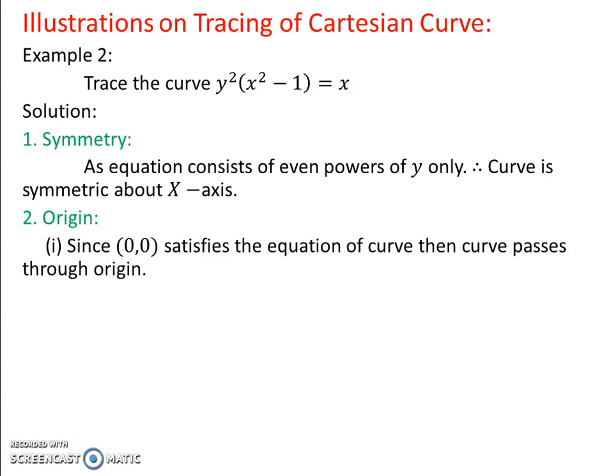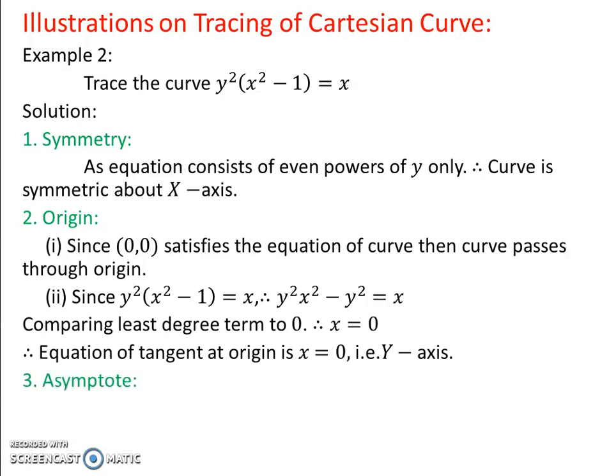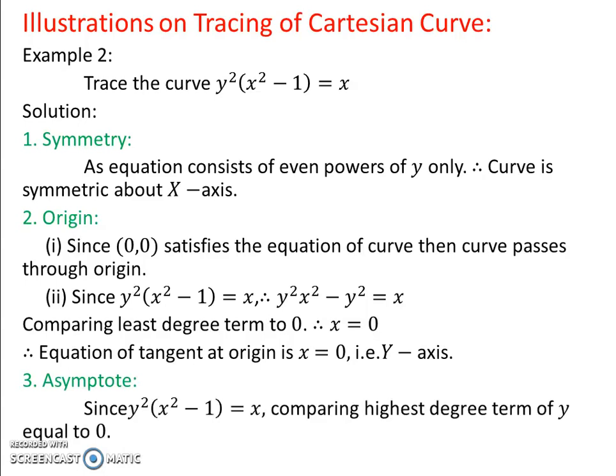So we are interested in finding the tangent. y square into x square minus 1 equal to x, therefore x square y square minus y square equal to x. Comparing the least degree term to 0, we get x equal to 0, that is the y axis. So the equation of the tangent is x equal to 0, that is, the y axis. For the asymptote, again y square into x square minus 1 equal to x, comparing the highest degree term to 0, that is x square minus 1, therefore x equal to plus or minus 1. Hence the asymptotes are parallel to the y axis. So x equal to 1 and x equal to minus 1 are the two asymptotes.